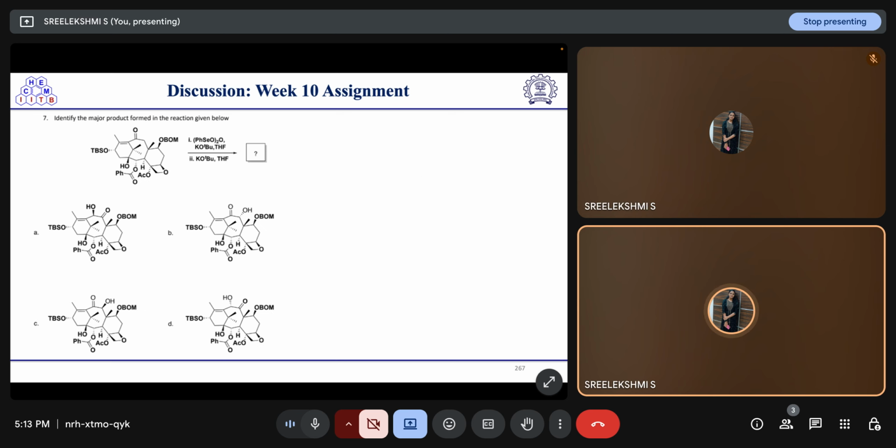The next question is, identify the major product formed in the reaction given below. So this phenyl selenium anhydride in the presence of potassium tertiary butoxide is the first step, and in the second step only potassium tertiary butoxide. So what can happen to this particular compound upon these two conditions? So which will be the correct answer?